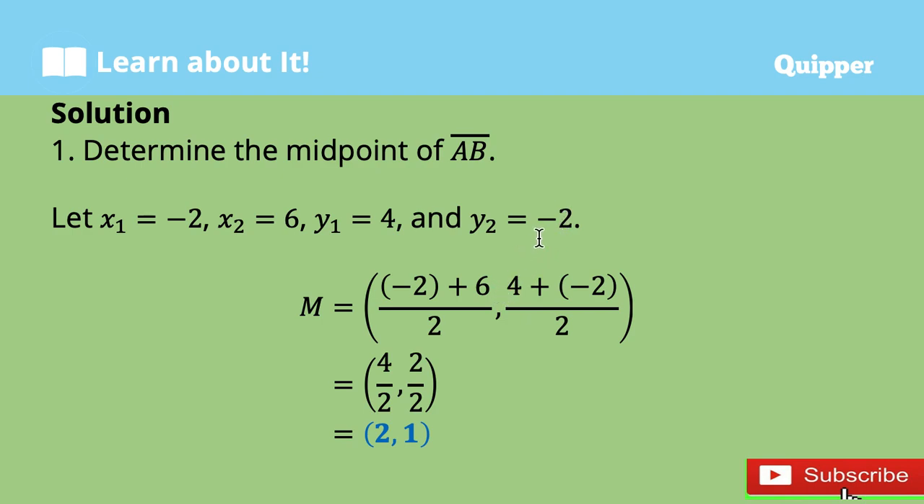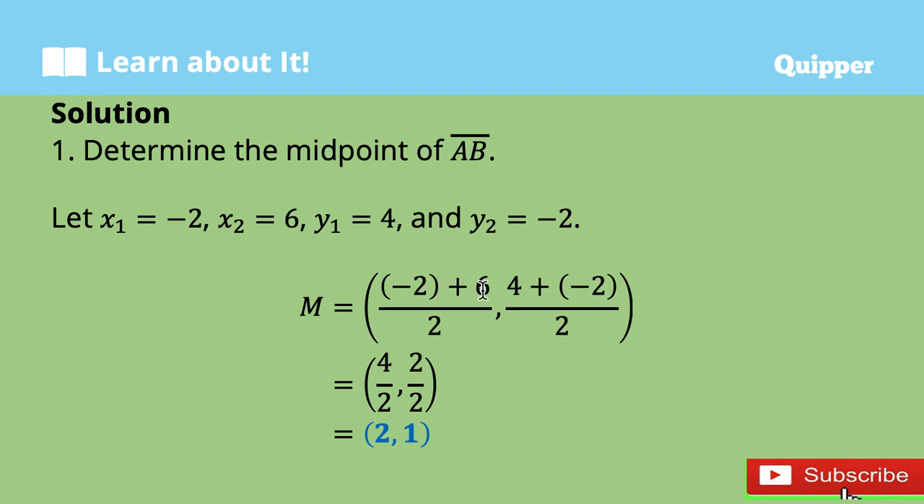Now, we have to determine the midpoint. Of course, we have to use the midpoint formula. For the x component of the midpoint, you have to add the x sub 1 and x sub 2: negative 2 plus 6, then divide it by 2. For the y component, add the y sub 1 and y sub 2. We have 4 plus negative 2, then divide it by 2.